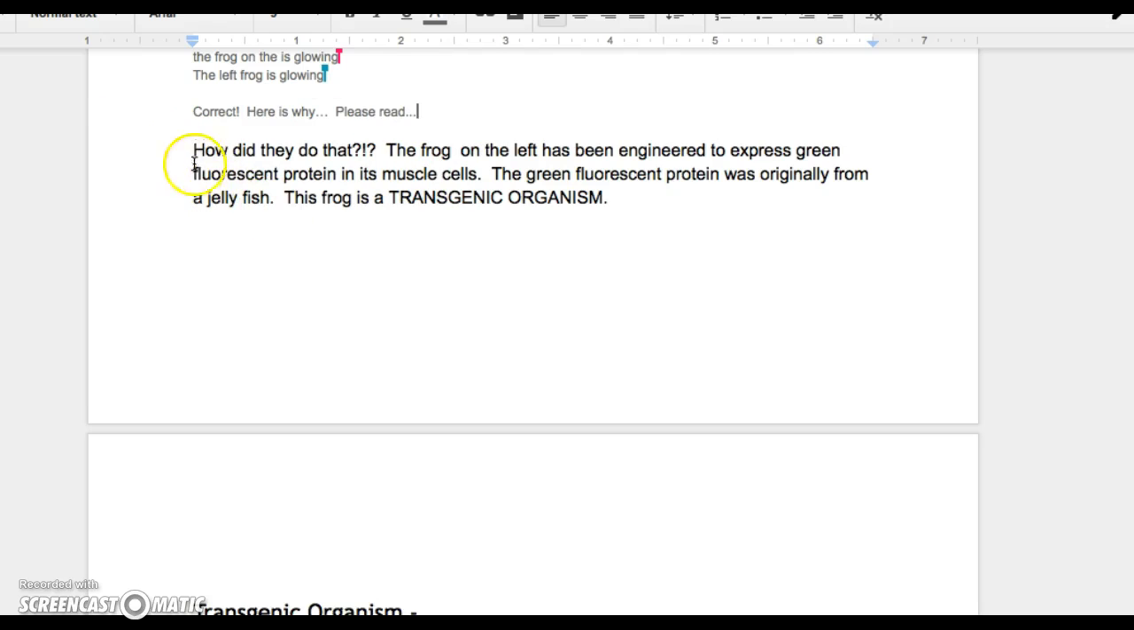So I want them to read, how did they do that? The frog on the left has been engineered to express green fluorescent protein in muscle cells. The green fluorescent protein was originally from a jellyfish. This frog is a transgenic organism.